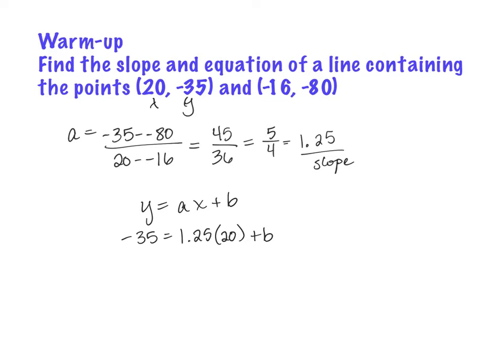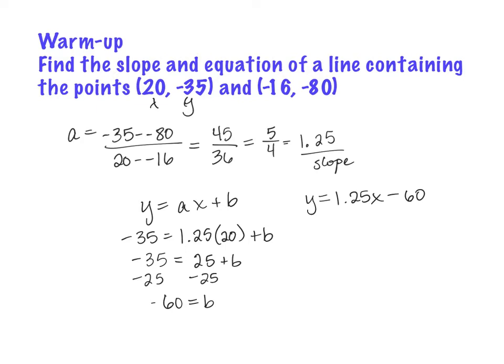So 1.25 times 20 is 25, plus b equals negative 35. I'm going to subtract 25. And I get negative 60 for my y-intercept. So y equals, and I put my slope in, 1.25x minus 60. Goodness, minus 60 for my overall equation.